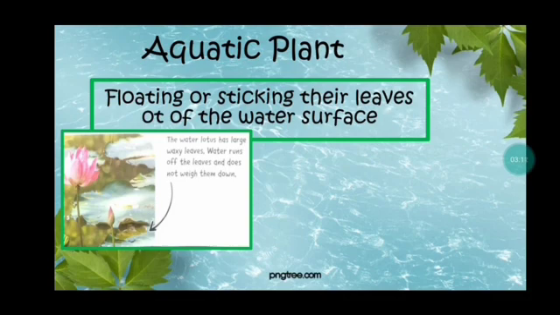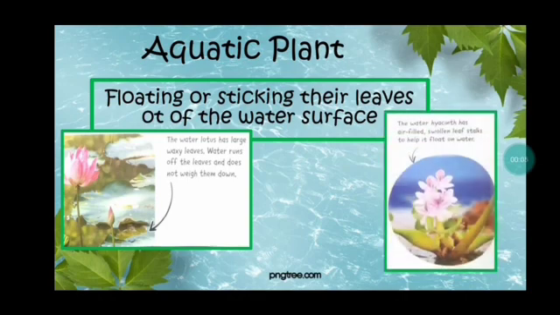Okay, because the water lotus has large waxy leaves, the water runs off the leaf and doesn't weigh them down, so doesn't sink them, tidak menenggelamkan lotus. Why? Because the leaf is waxy and large. Jadi lapis daunnya itu waxy, not absorbing water, and then large dan besar. It helps the lotus to float out on the water surface.